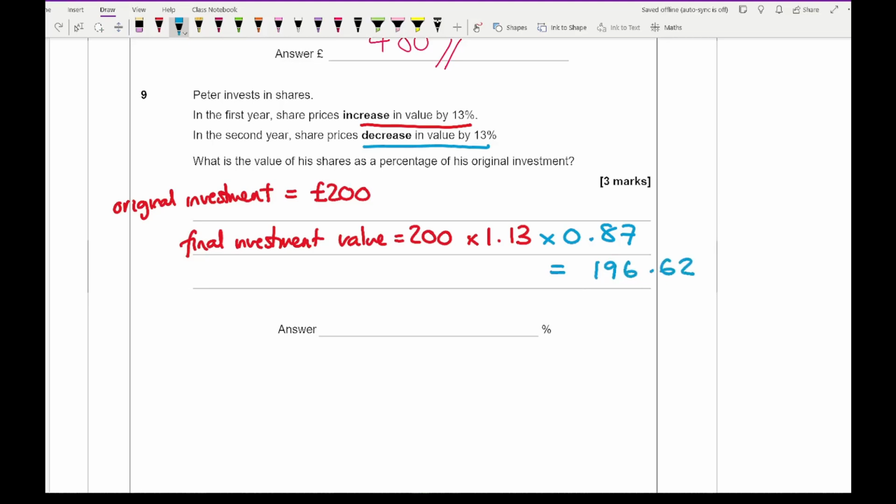196.62. Now the question is asking me to write it as a percentage of the original investment, so it's going to be 196.62 divided by the original, which is 200, and then we multiply by 100 because we want it as a percentage. So that divided by 200 multiplied by 100 gives me an answer of 98.31.